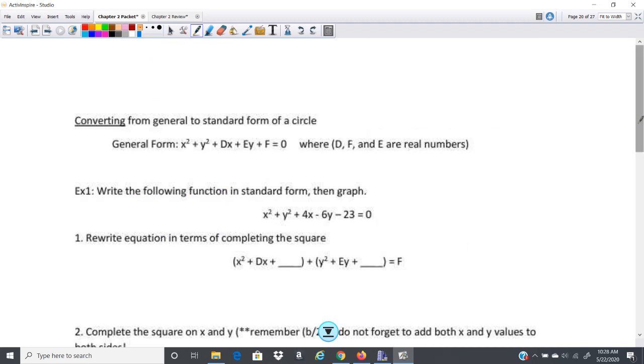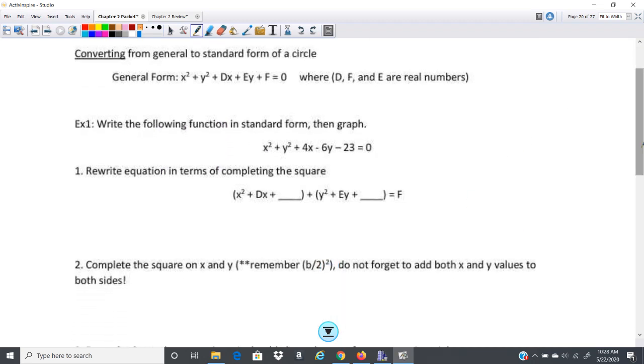All right, last topic here is general form of a circle. So this is general form, x squared plus y squared plus dx plus ey plus f. I know it looks like a lot, but it's not too bad because you guys actually already know how to do this. We learned completing the square last chapter. So first thing you do is write it in standard form in terms of completing the square.